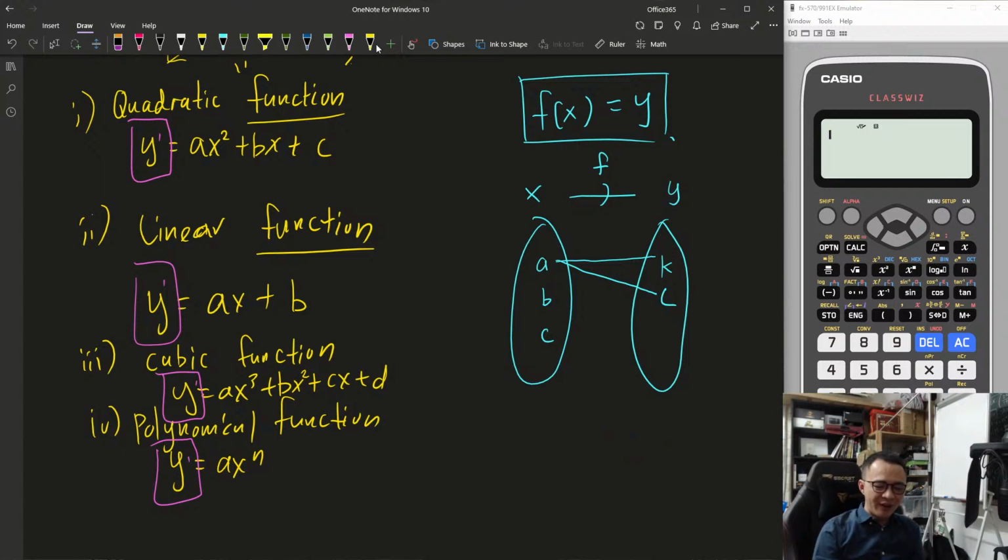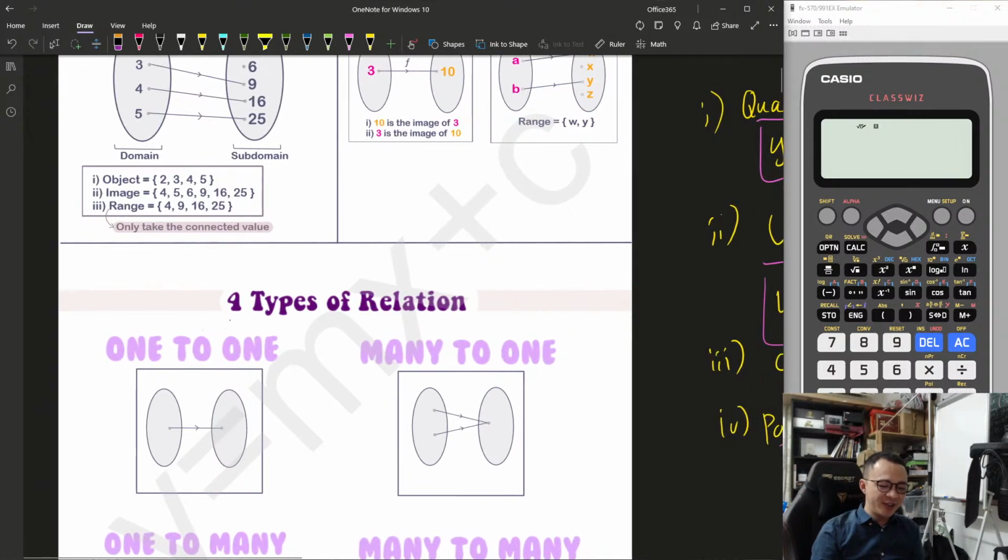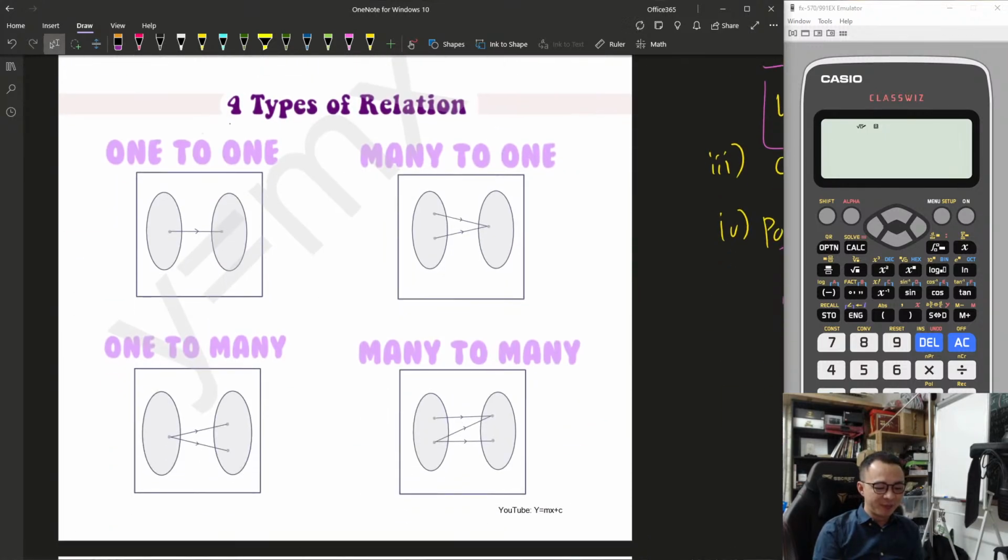So therefore, over here, if you see the 4 types of relation, 1 to 1 is a function because y over here is 1.